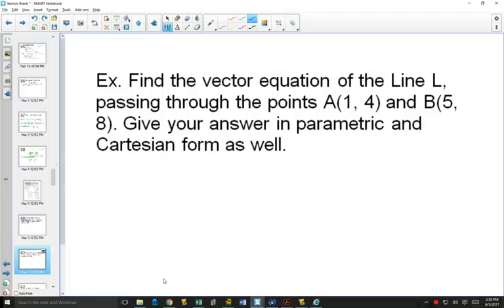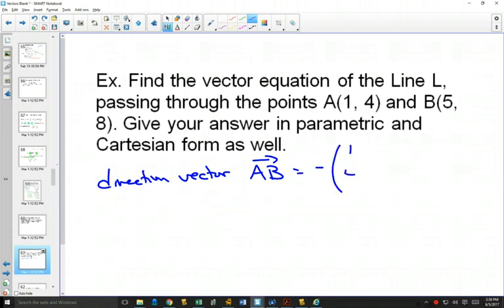So here we're given 2 points that it passes through. So we definitely have the 1 point, but we have to figure out our direction vector. And if you're wanting to find your direction vector, well, that's going to be from A to B. How do you find out A to B? Well, you'd have to go negative A plus B.